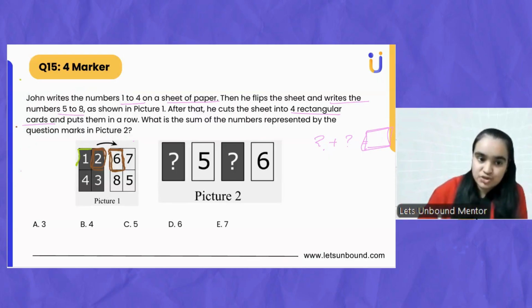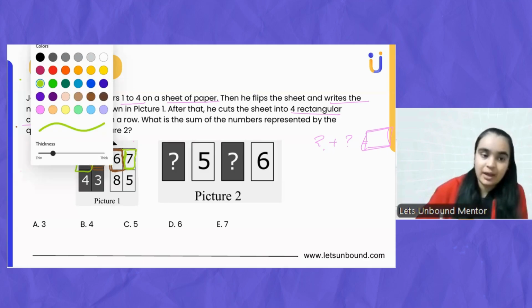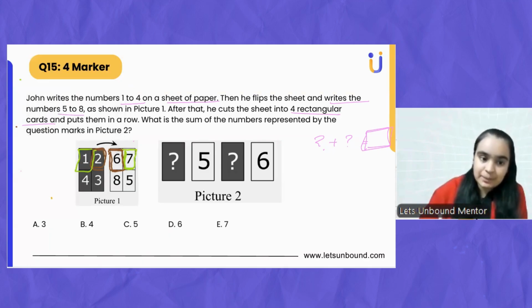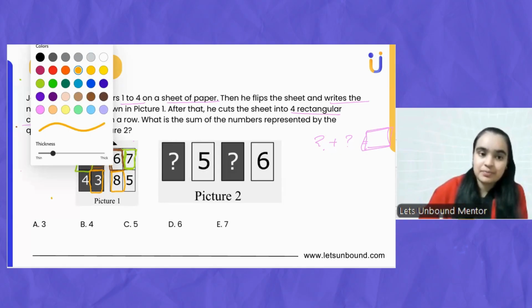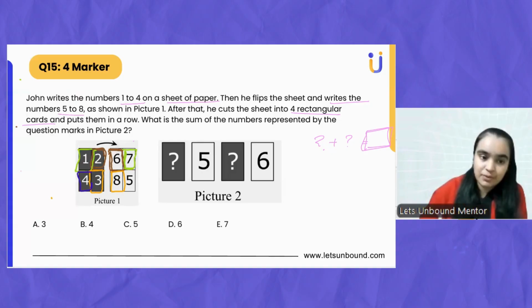In the same way, just behind number 1, we have number 7. And similarly, behind number 3, we have number 8, and behind number 4, we will have number 5.